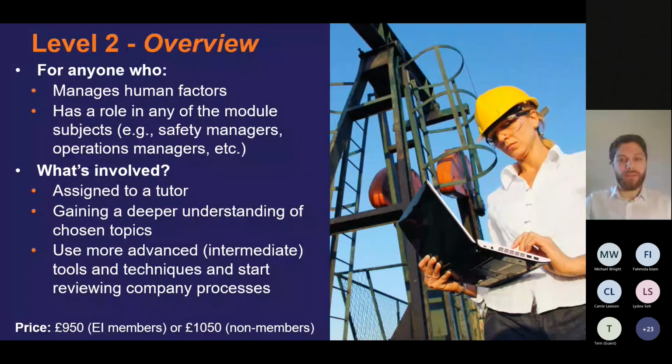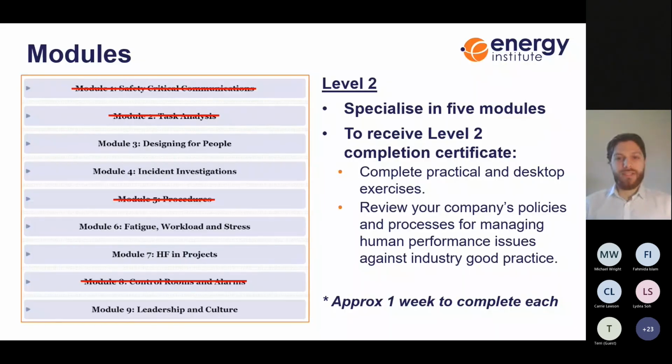When you sign up to level 2, you'll be assigned a tutor who will be available to guide you and answer your questions. Michael Wright, who you just heard from, is our first Human Performance Pathway tutor, so you could end up with him. To receive your end of course certificate for level 2, you'll need to pass the activity report and quiz for each of the 5 modules that you chose. And each module takes around 1 week of work.